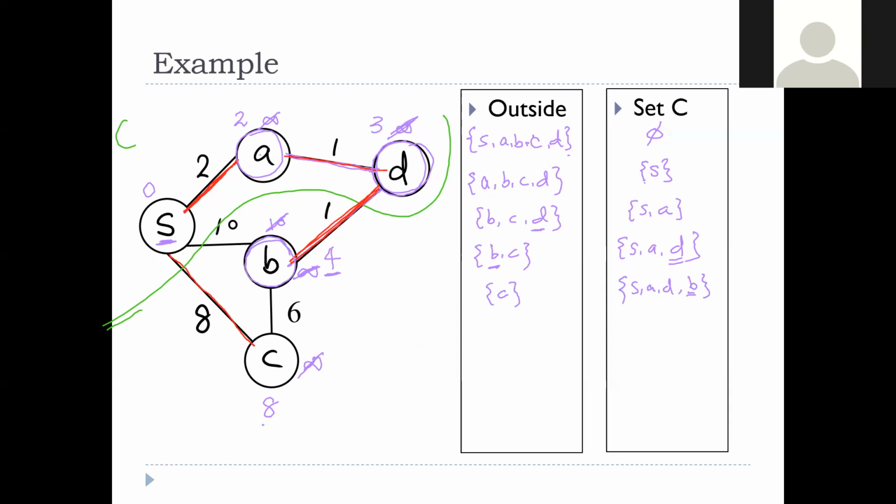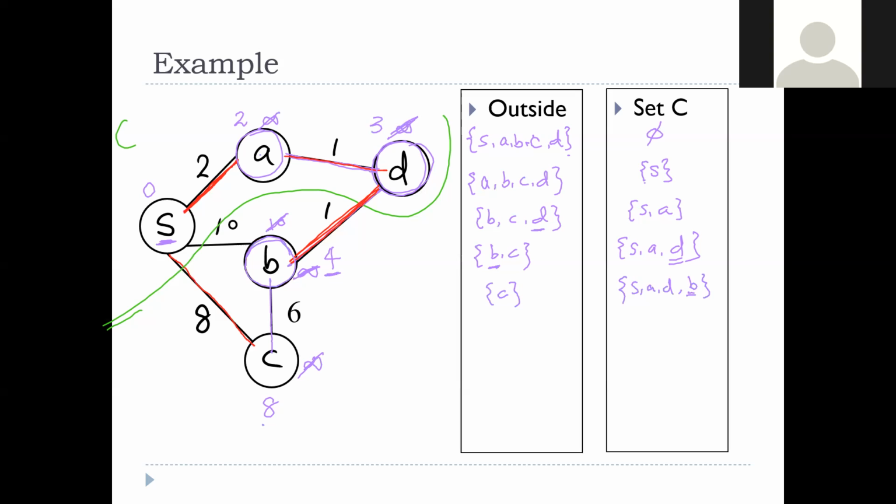B has an edge to C. When I do update, that means that from B, I have another path, which is 4 plus 6, that's 10. But 10 is bigger than 8, that's already there. So the update operation does nothing, because this new path I found through B is not better than what I found before. So there's nothing to do. When I update edge BC, nothing happens.